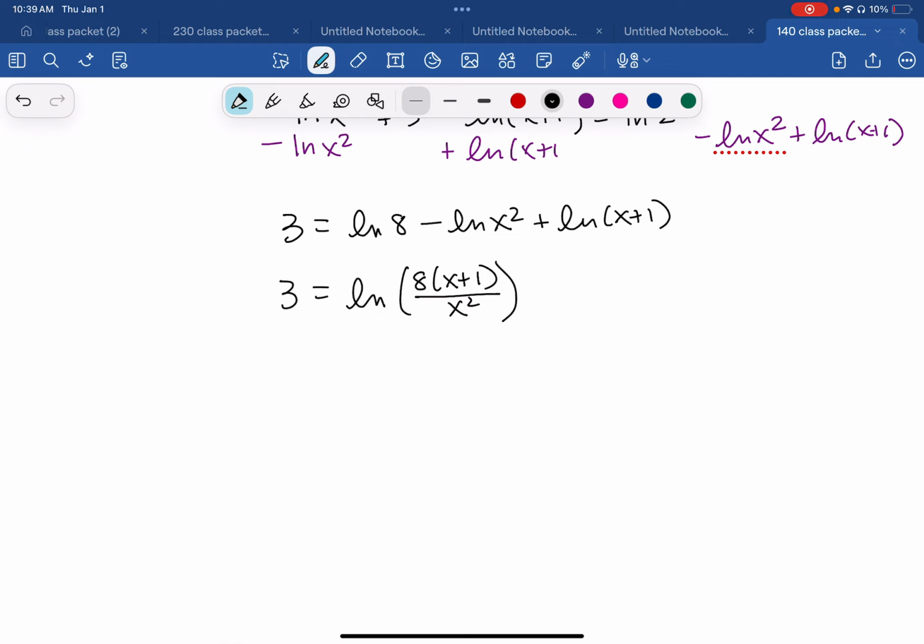Now I want to get rid of the ln, so I'm going to use its base, and that base is e, and I'm going to make the base for each of these. That way my ln and the e cancel out. So I will have 8 times x plus 1 over x squared equals e cubed.